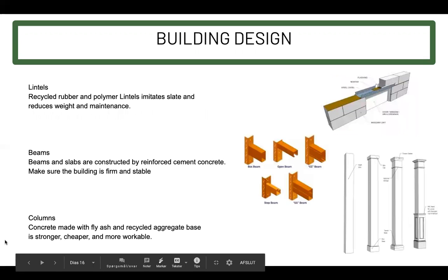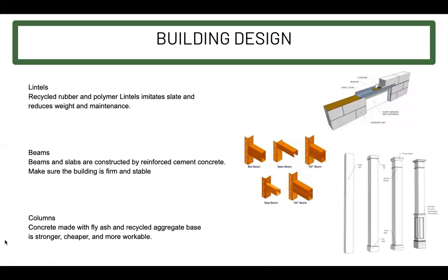For lintels, we use recycled rubber and thinner lintels, which reduce weight and maintenance. For beams, we use stable beams constructed with reinforced cement concrete, to make sure the building is firm and stable. For columns, we use concrete made with fly ash and recycled aggregate. Besides, it is stronger, cheaper, and more workable.